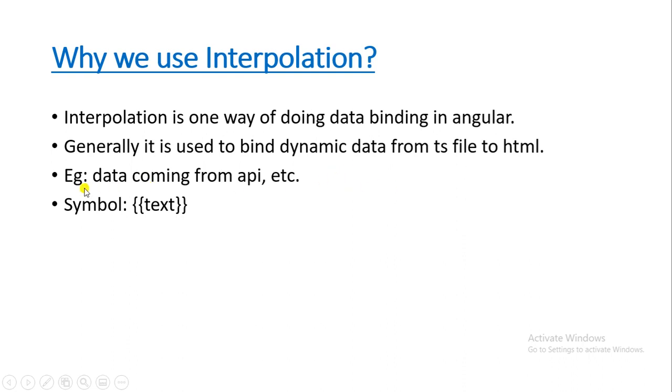If you take an example, if we have data which is coming from the API, and you want to dynamically bind that data in the HTML, then we will use interpolation. You can see here, this is the symbol for interpolation: two curly braces, and in the curly braces we will write the variable name which we have declared in the TS file. So let's see a practical example on interpolation.